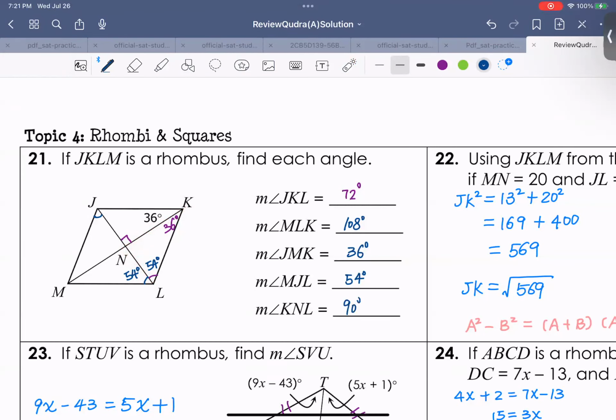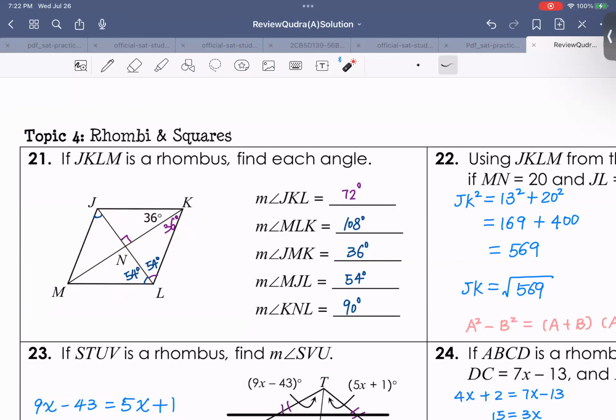90 degrees. That's the special property of a rhombus. Tell me the rhombus properties. How much do you remember? Go ahead, list all of them. Give it a try. Look at your notes. Yeah, the sides are equal.